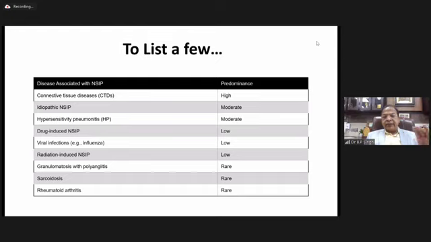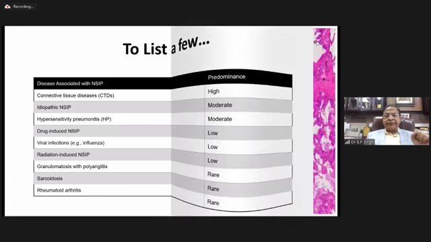So to list a few, what are the common things associated with NSIP? CTD has a high predominance, idiopathic NSIP is moderate, and HP is a moderate association. However, drug-induced, viral infection, and radiation-induced NSIP have low predominance. Granulomatosis with polyangiitis, sarcoidosis, and rheumatoid arthritis have a rare connection with NSIP.